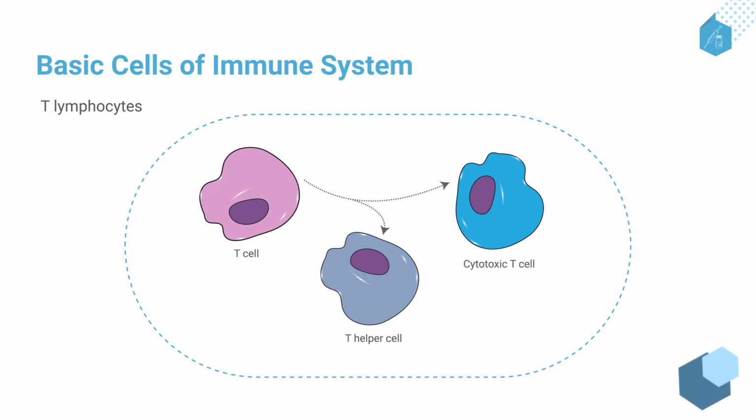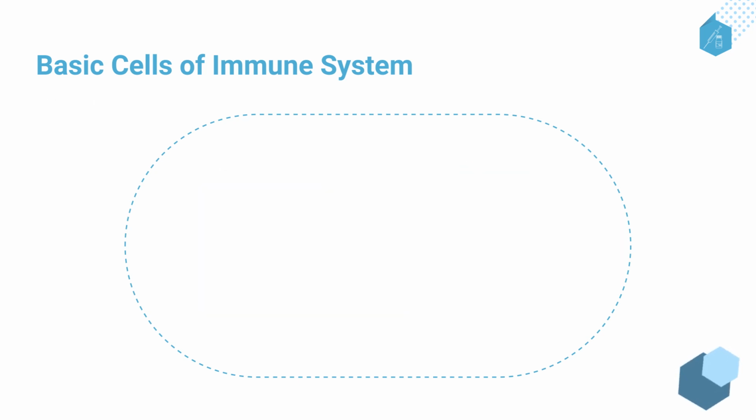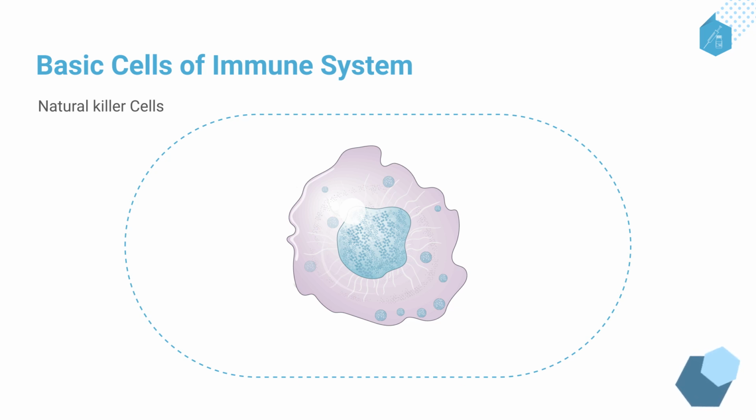T lymphocytes. T cells are of two types. T helper cells stimulate B cells to make antibodies and help killer cells develop. Cytotoxic or killer T cells directly kill cells that have already been infected by a foreign invader. Natural killer cells. These are functionally cytotoxic and represent the innate population. They kill virally infected or tumor target cells. They do not have specific cell receptors.